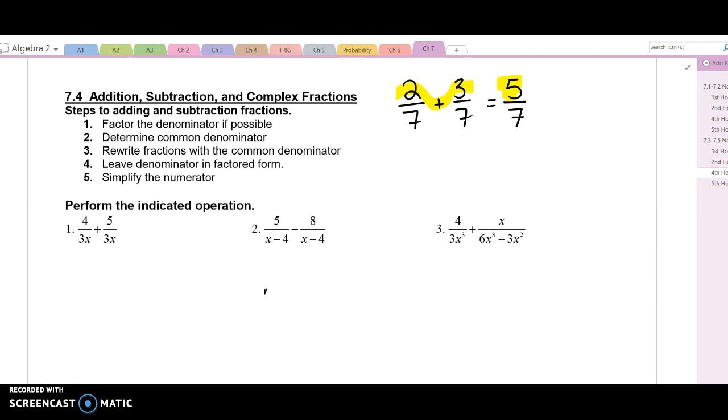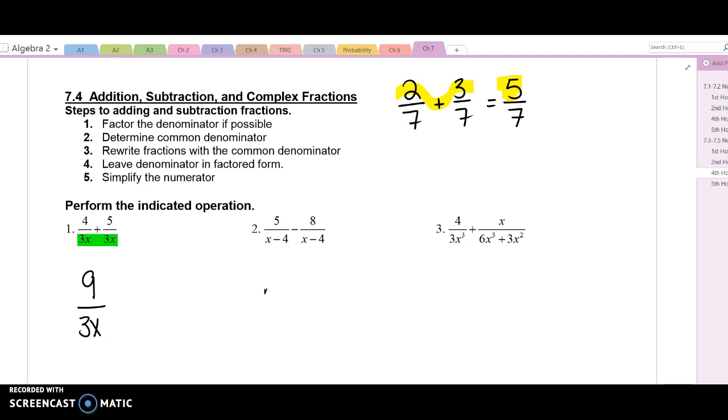So we have 4 over 3x plus 5 over 3x. Do you notice that the denominators are the same? So all we have to do is add the numerators. 4 plus 5 is 9. So 9 over 3x is your answer.